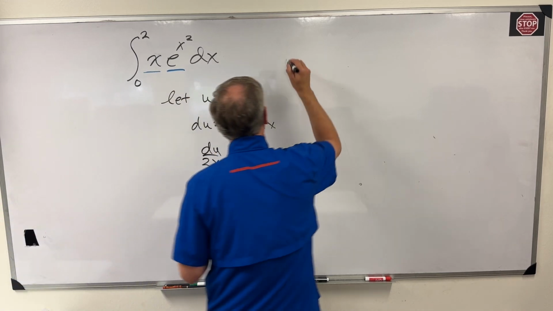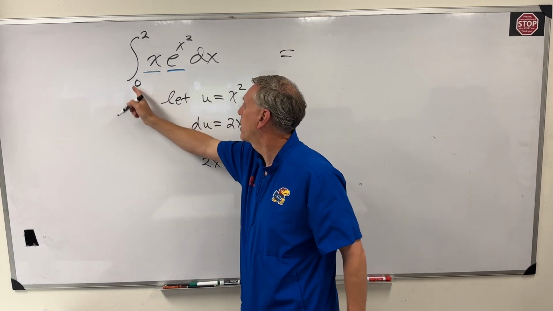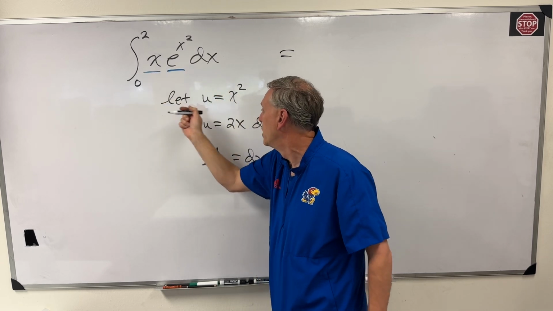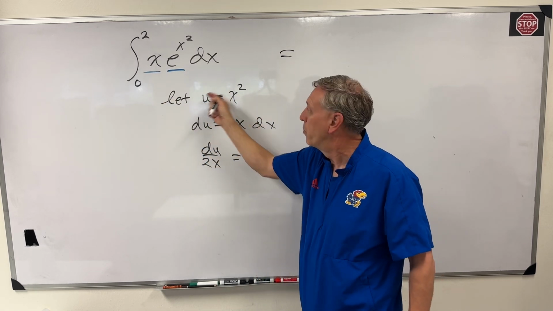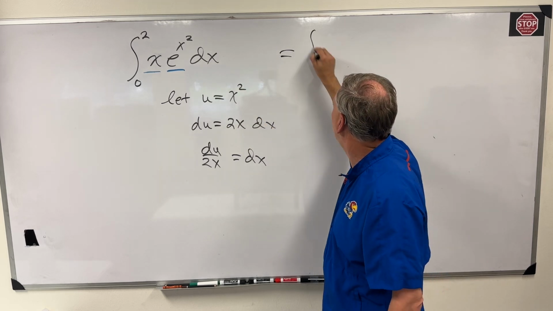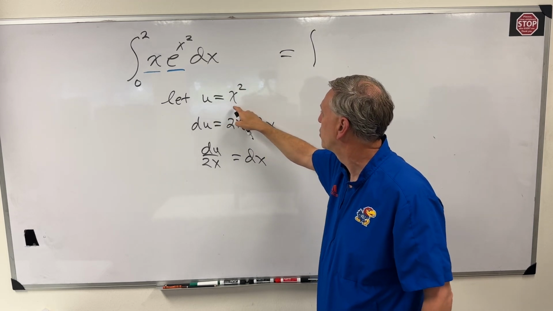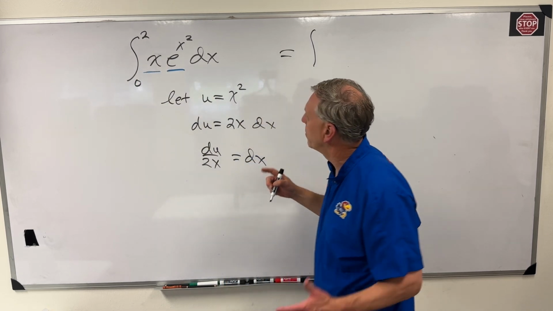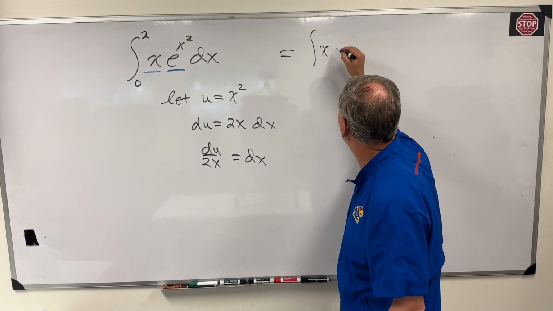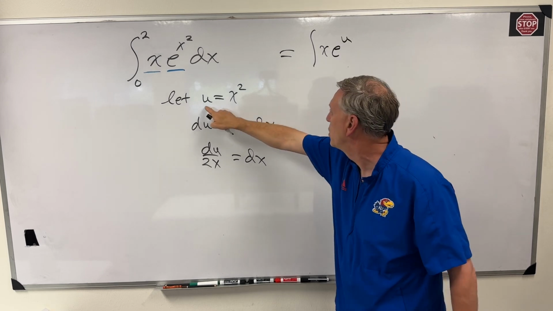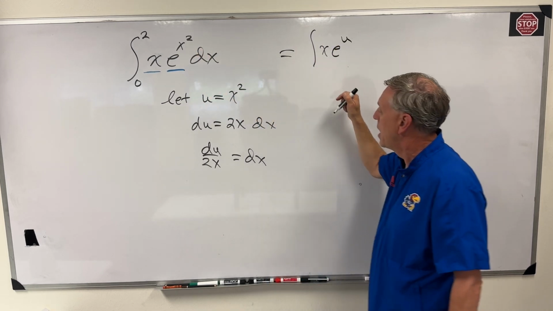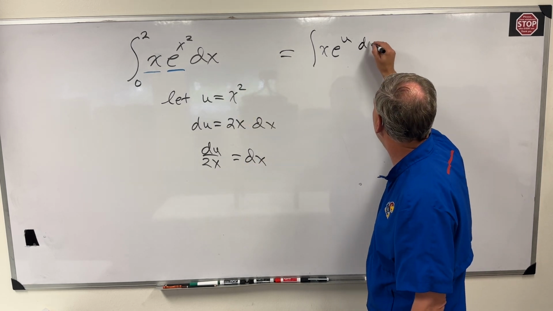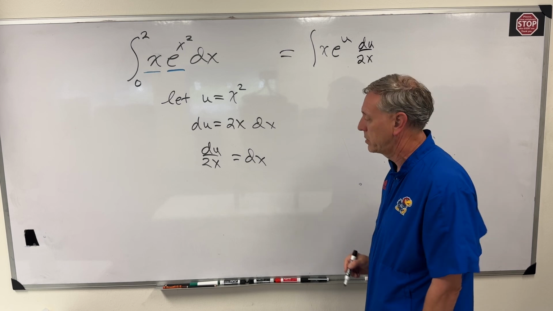So now as we go to substitute here, I'm not going to change the 0 and the 2. I'm going to leave it until we convert back to x squared and plug this back in. If you wanted to do it from just u, you would change this from 0 to 2 into 0 to 4. But I'm not going to mess with that. I'm going to leave it like this. So x e to the u, so we're substituting u in for x squared, e to the u. And then we have to substitute for dx, so that's du divided by 2x.